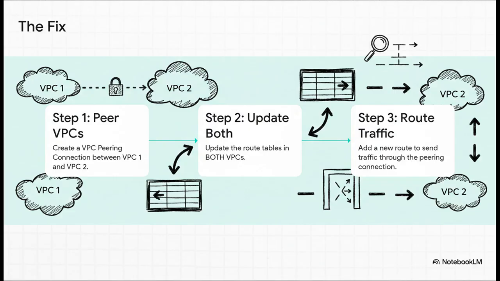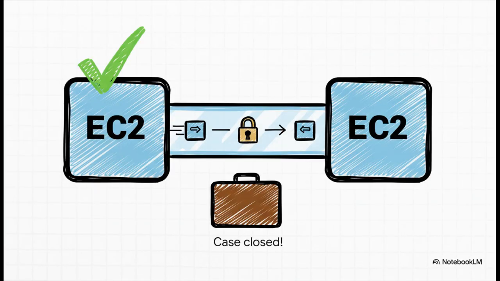So how do we actually do this? It's a pretty clear 3-step process. First, you create the peering connection itself. Second, and this is so important, people forget this all the time, you have to update the route tables in both VPCs. It's not enough for just one to know the way, they both need the directions. And finally, you add that new route in each table, telling traffic destined for the other VPC to go through your new peering connection. And with that, boom, success.